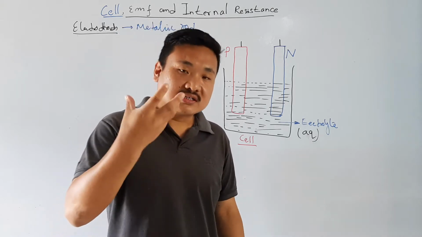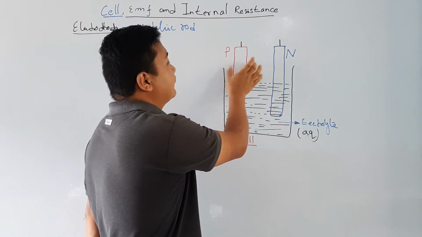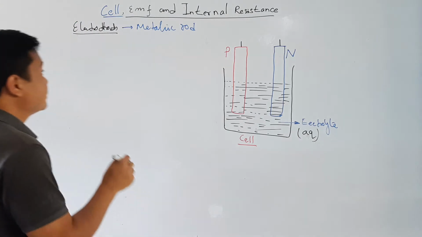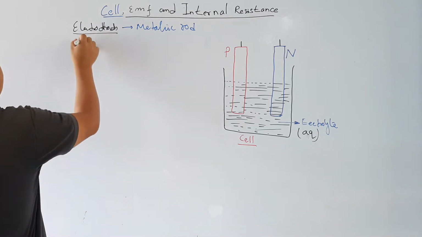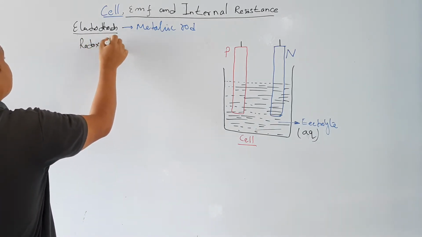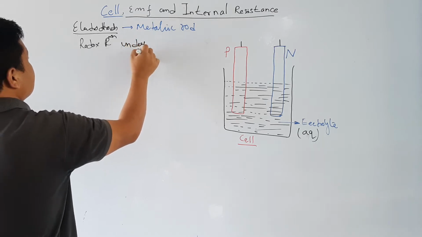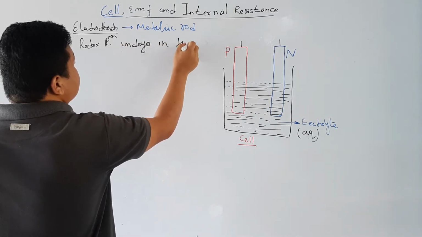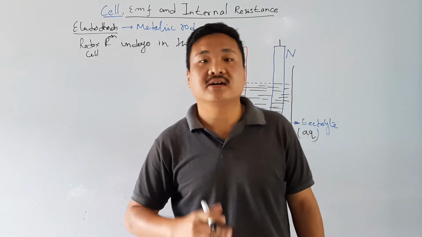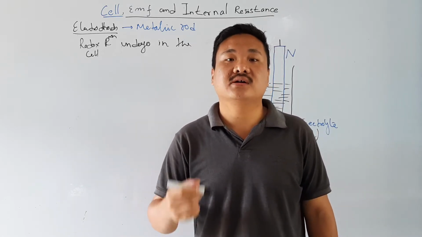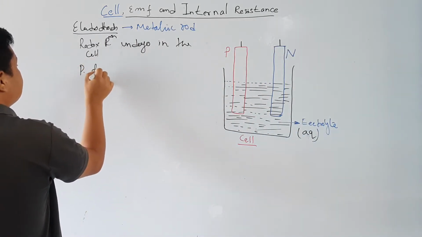So there is an oxidation and reduction reaction in the electrolyte between the positive electrode and negative electrode. So there is a redox reaction. Redox means reduction and oxidation. So a redox reaction undergoes in the cell. Whenever there is a redox reaction, it will produce a current, and because of that current there will be a potential difference.